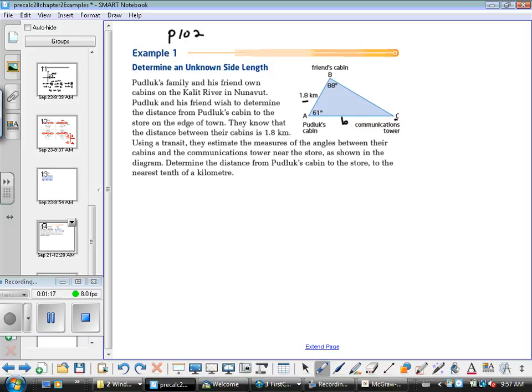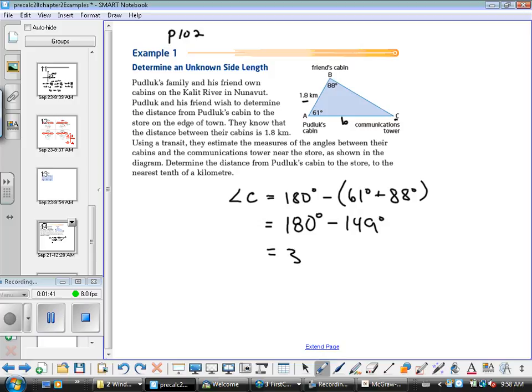Now that's fine because we know that the sum of the measures of the angles of a triangle is 180. So we can calculate C pretty easily. We just have to take 180 minus the sum of the other two angles. So that's 180 minus 149. So that missing angle is just a 31-degree angle. Okay, so that's good. We do have to know the angle opposite our known side. So now we're looking at C.